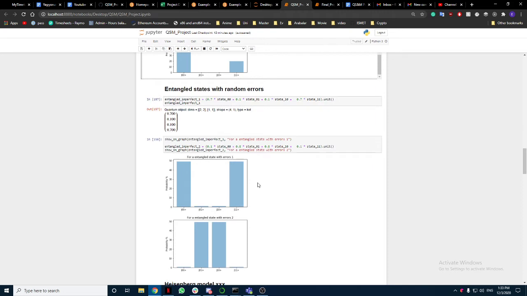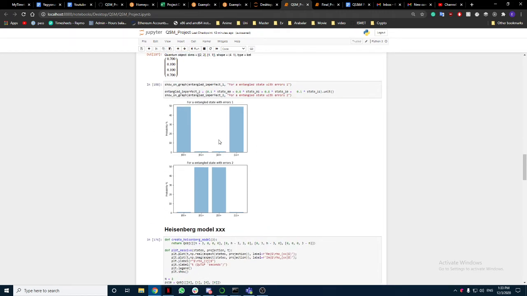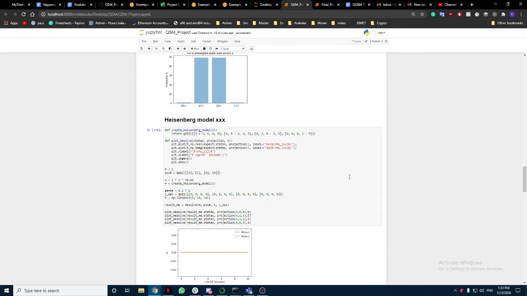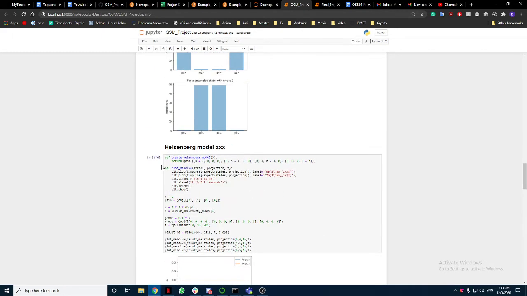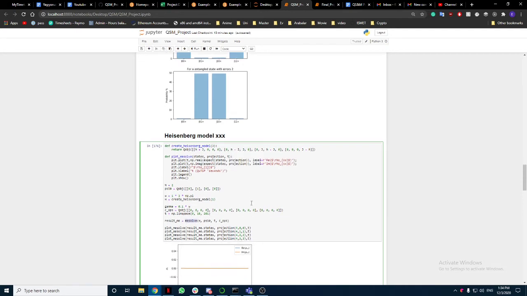After that, we are looking at the entangled state with small random errors, and we're just generating it with random errors. Now that we have played with the entangled states and the Bell states, we move on to creating our own entangled state with the Heisenberg model XX. And of course, not only creating them, but looking at them under time dependency with the mesolve function of QuTiP, which is using Heisenberg's equation to add the time dependency.